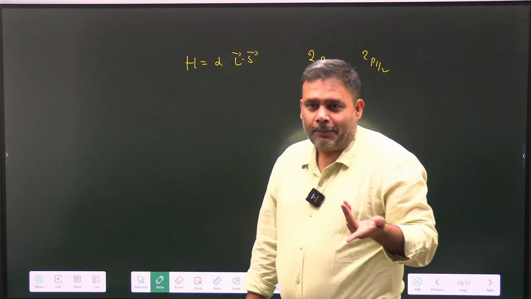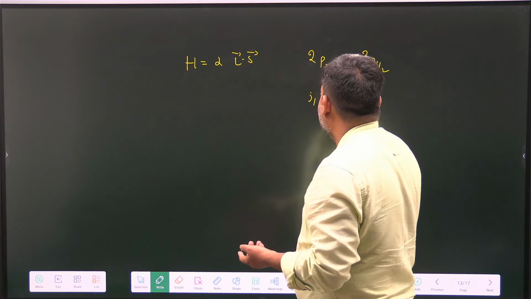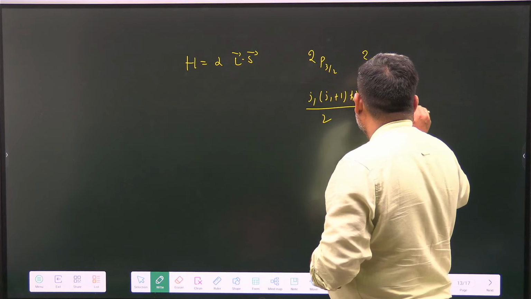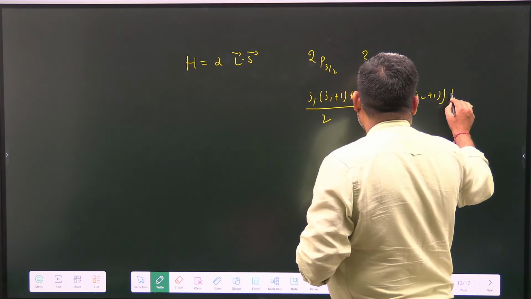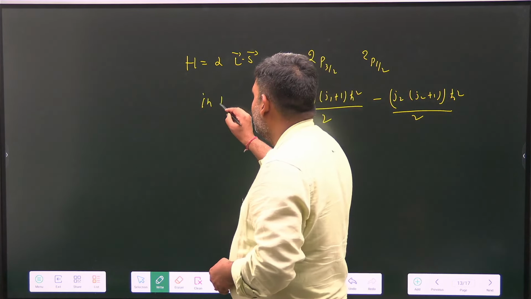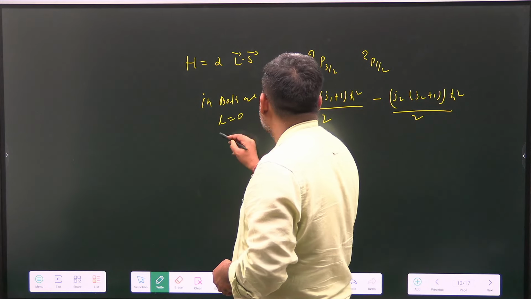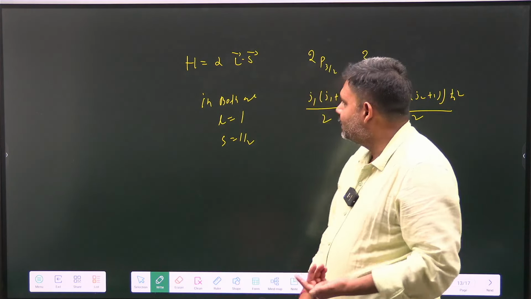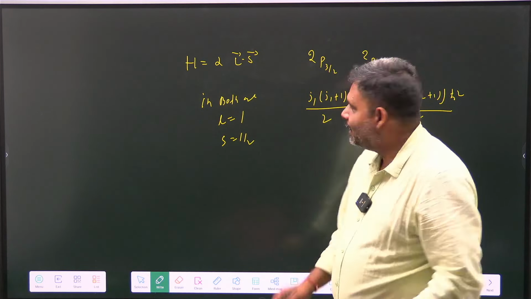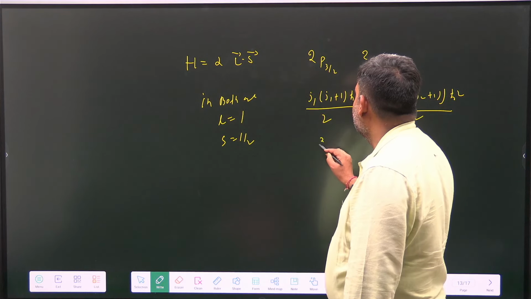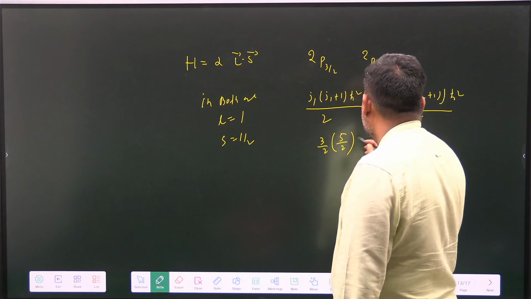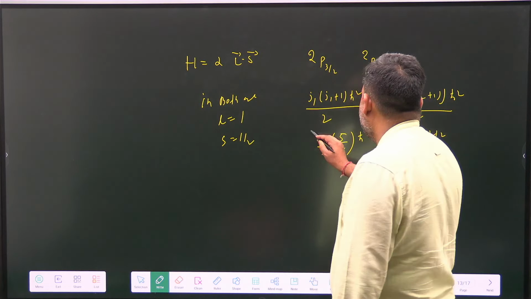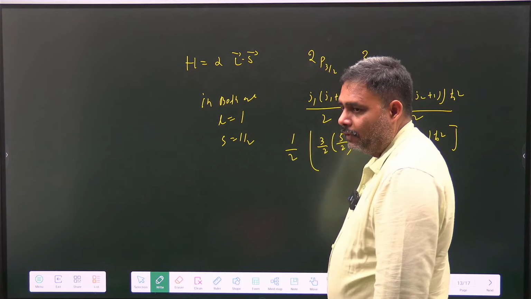only you have J part. सो फर्स्ट वाले के लिए क्या हो जाएगा, J1 के टर्म में लिख ले, J1 प्लस 1 h cut square upon 2 minus J2 प्लस 1 h cut square by 2. In both cases L is equal to 1 and S is equal to half, है ना। So in both cases, तो ओनली किसका इफेक्ट रहेगा, J का इफेक्ट रहेगा। पहले वाले में क्या होगा, 3/2 into 5/2 h cut square minus half into 3/2 h cut square and you have 1 by 2. देखो तो कितना रहा, हाँ, डिवाइड बाई 2 कर दिया, ठीक है.